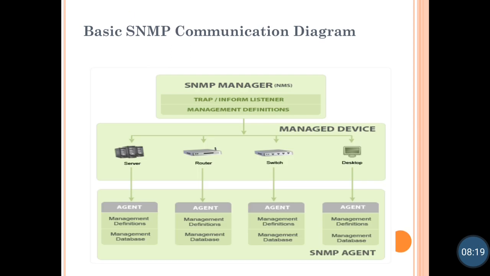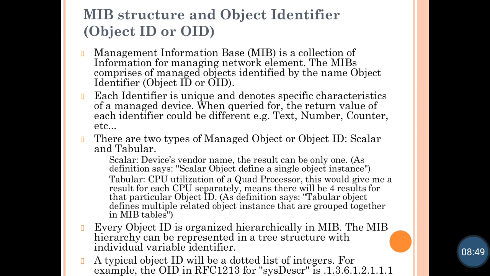As you can see in this diagram, we have the SNMP manager, which is further connected to all the managed devices that can be a server, router, switch or desktop. And further we have agents, and these agents contain all the information in the management database, or MIB. So we have all these components of SNMP. Next, MIB structure or object identifier, or object ID.